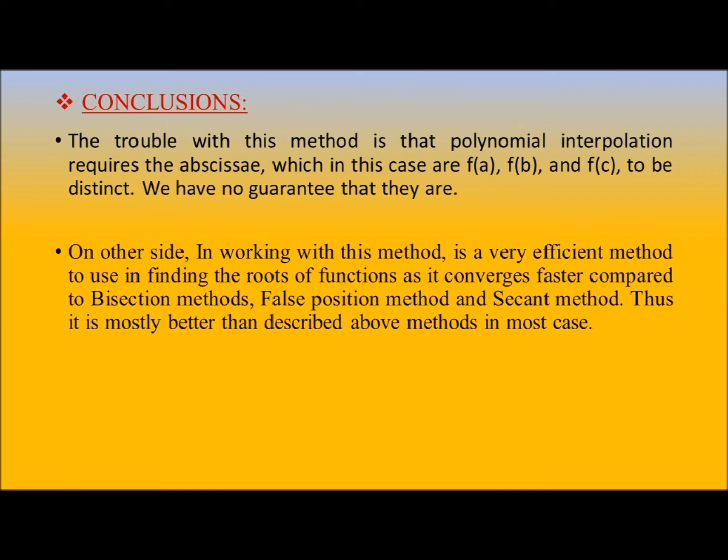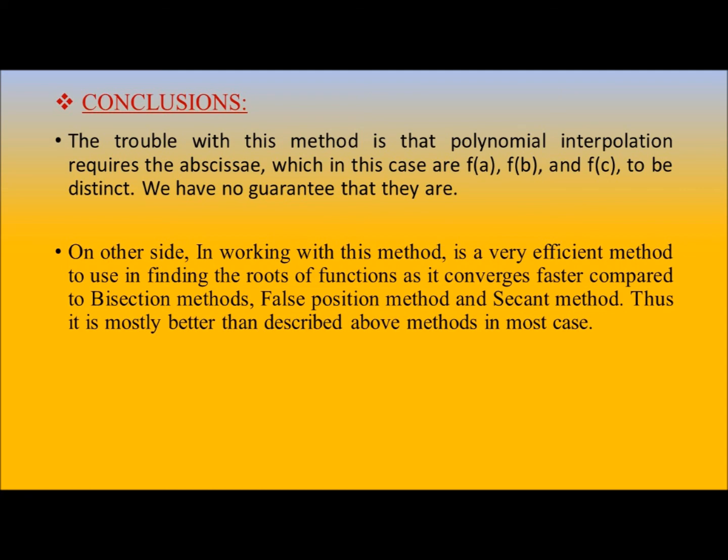Yes, so in the conclusion I would like to say that the trouble with this method is that polynomial interpolation requires the abscissas, which in this case are fa, fb and fc, to be distinct. We have no guarantee that they are, and it does happen. For example, if we try to compute root 2 using f(x) = x^2 - 2 and start with a = -2, b = 0, c = 2, we are starting with fa = fc, and the first step is undefined.